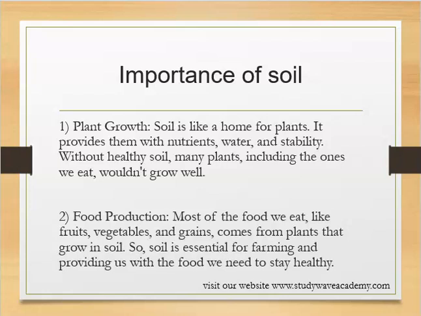Food production. Most of the food we eat, like fruits, vegetables, and grains, comes from the plants that grow in the soil. So soil is essential for farming and provides us with the food we need to stay healthy. Without soil, we will not be able to farm and have food to eat to stay healthy. So soil is important for food production because we can farm on our soil. Okay?